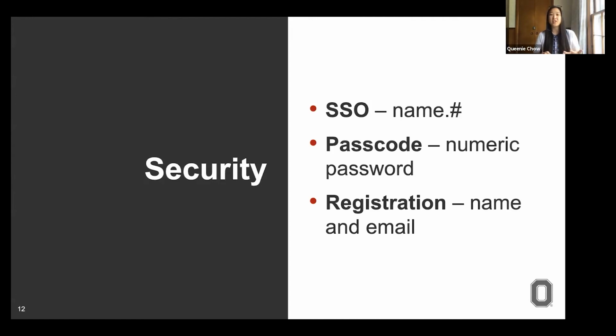And then registration, that one is not as much of a security thing. When people sign in, if you want them to, they will be able to provide their name and their email, which doesn't have to be their OSU email. It could even be a Gmail, etc. So a reason why you might use registration might be if you're expecting people in your class or in your meeting that for some reason aren't part of the OSU system. They would not be able to sign in with their name.number email, so you might want to use the registration option to let them sign in with some sort of name and some sort of email that's not the OSU one.